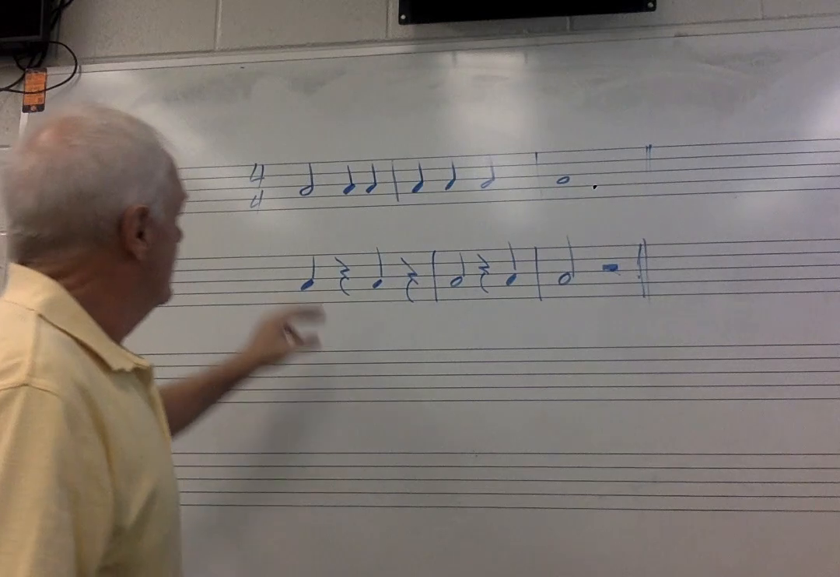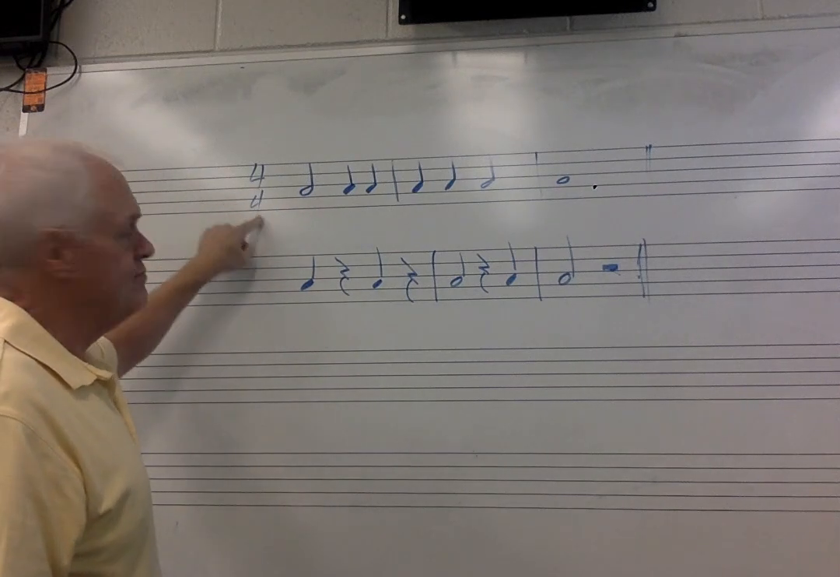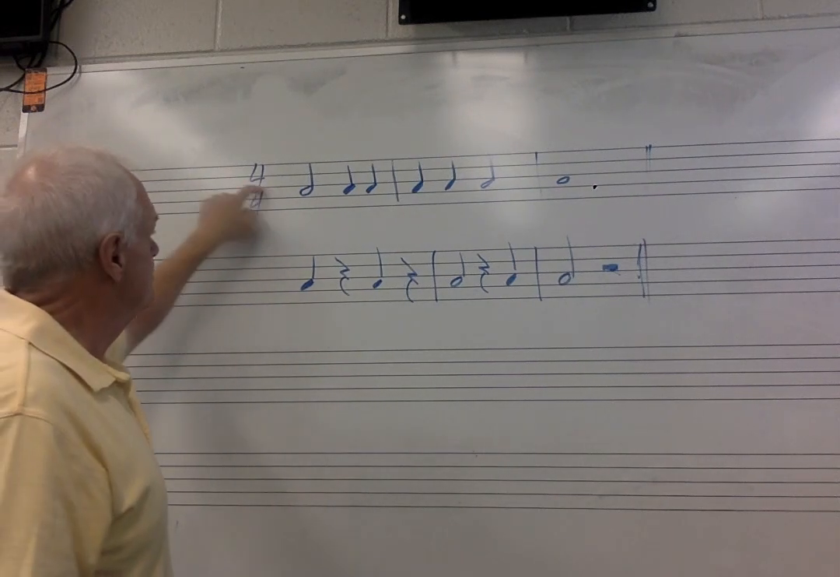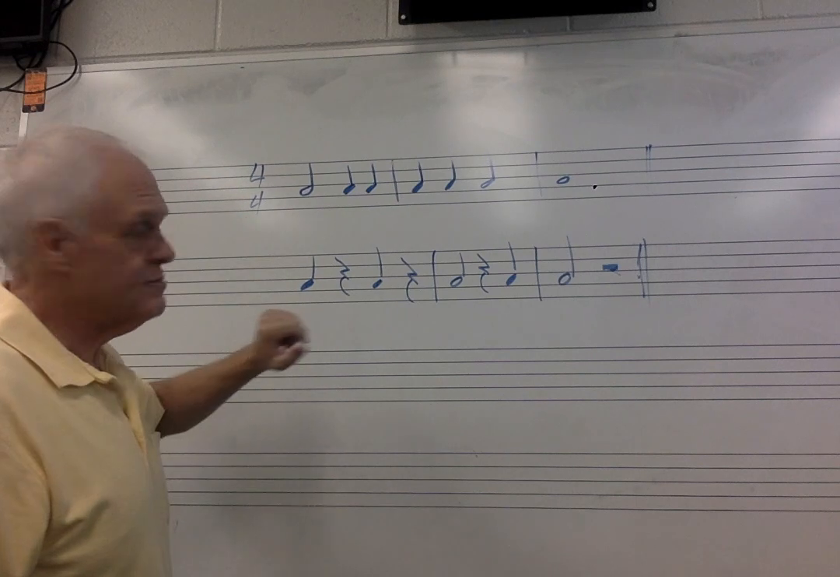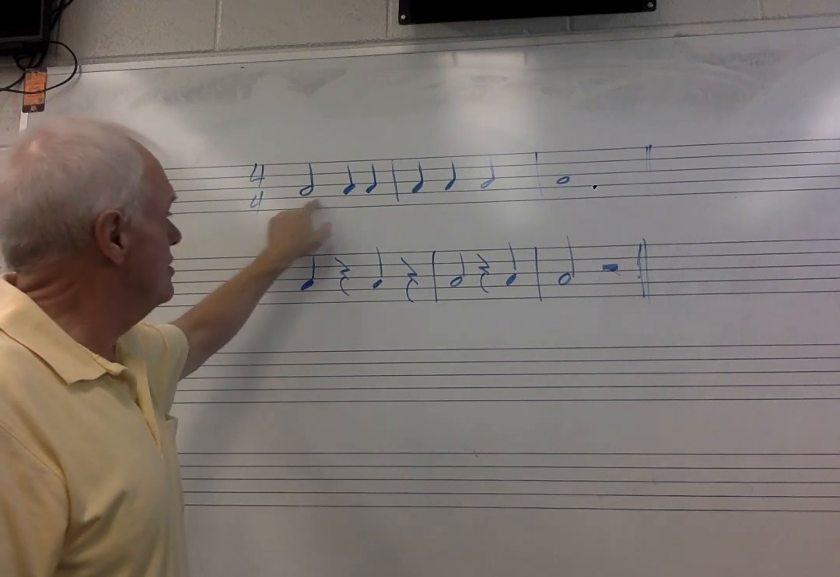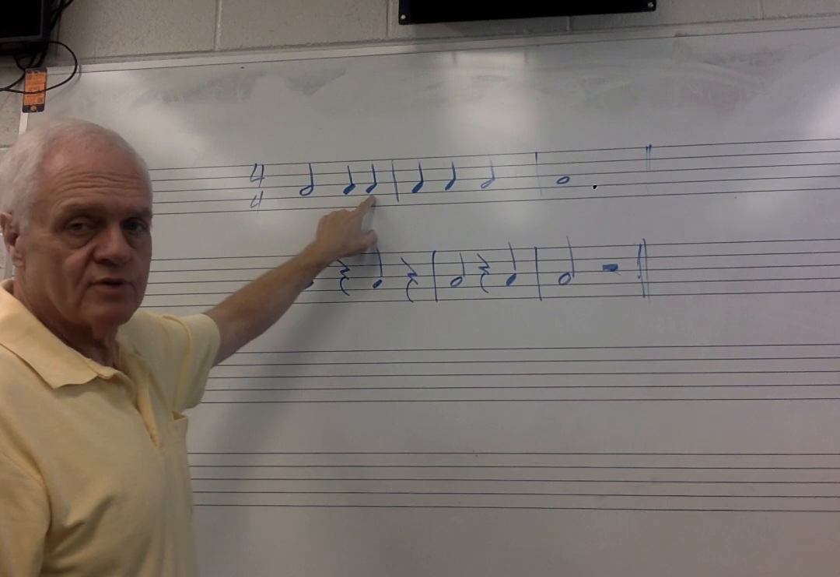Okay, so we're going to stay with 4-4 time. Quarter note gets one beat, four beats per measure. This is worth two. This is worth one and one, okay?